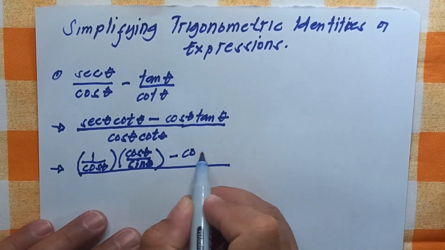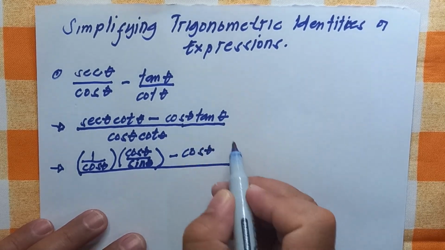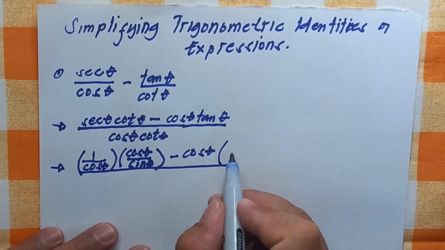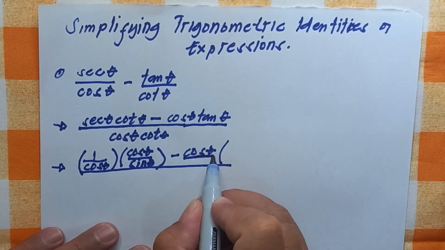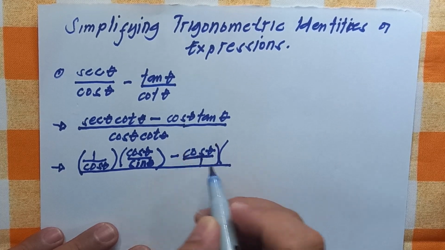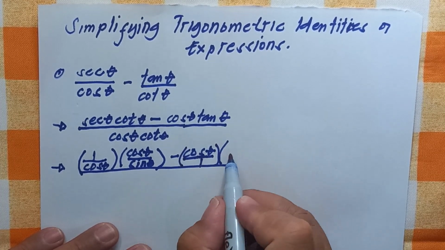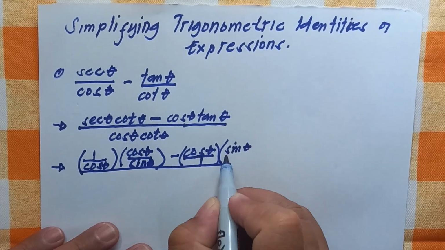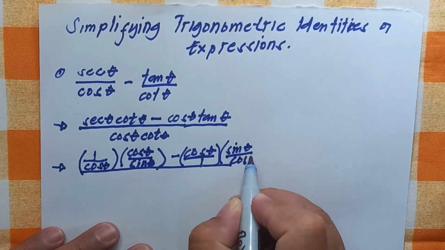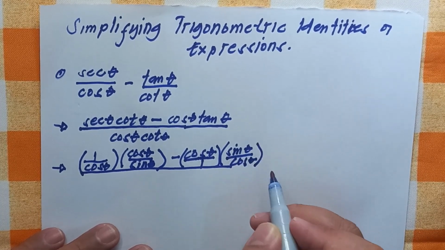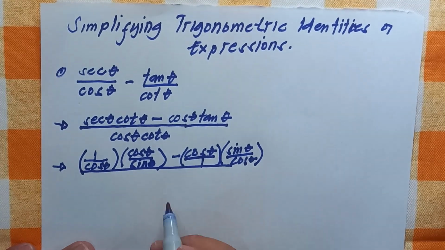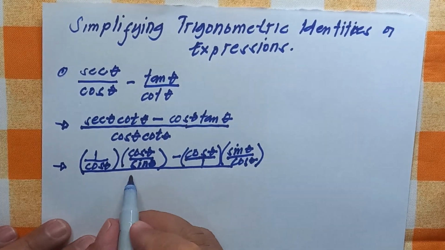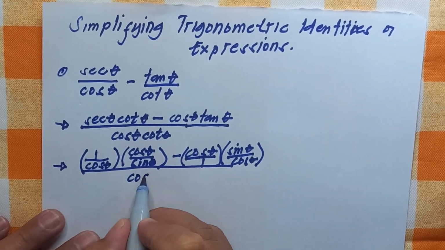Okay, so that is the cotangent minus cosine theta. Now, what about this tangent? We assume that this has a denominator of 1. So you will notice that tangent is the same as sine theta over cosine theta. Okay, so that is the result. So, this is of course over the denominator cosine theta.